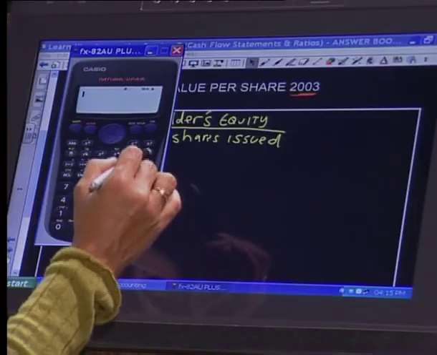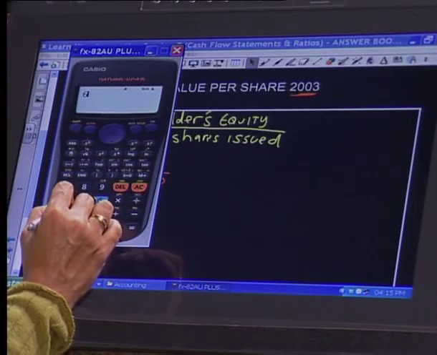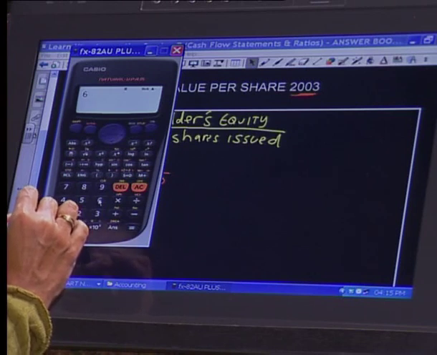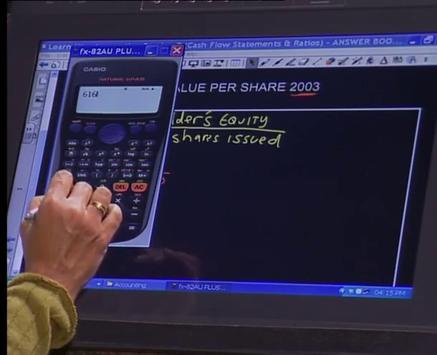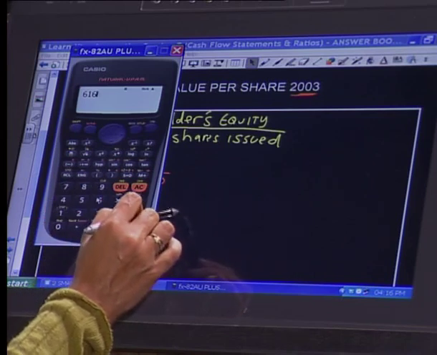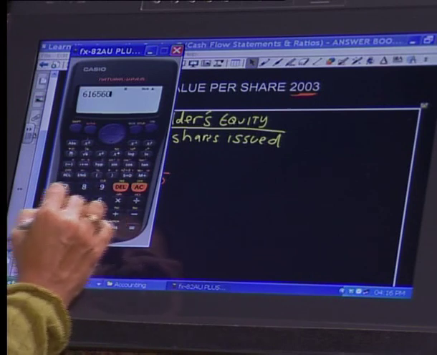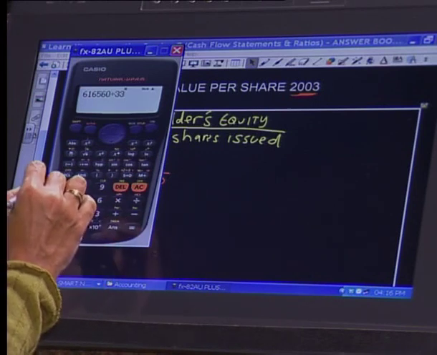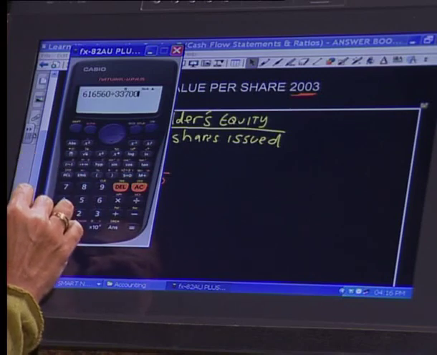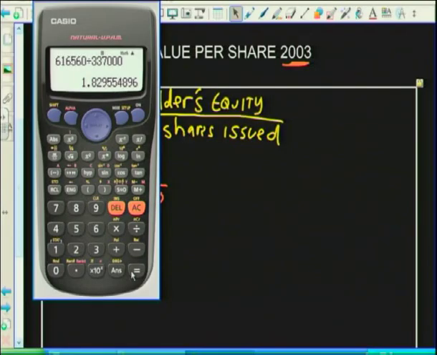Right, let's now get those calculators out. All I'm doing, guys, is dividing. So I'm dividing 616,560 by 337,000, and my net asset value is 1 Rand and 83 cents. If I round off, remember guys, you can also show your answer in cents, and if you do show your answer in cents, please don't forget that you've got to obviously times this by 100 cents.